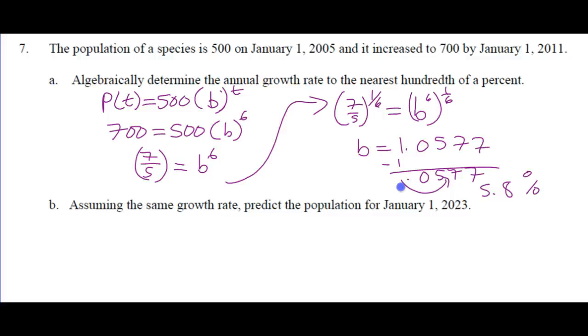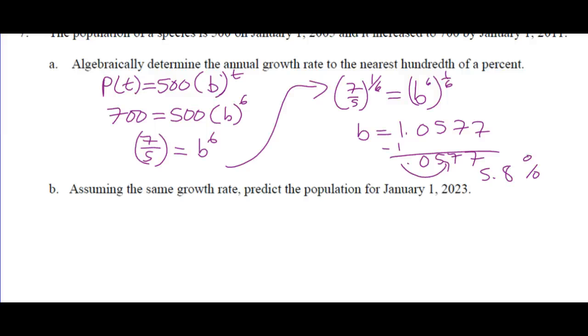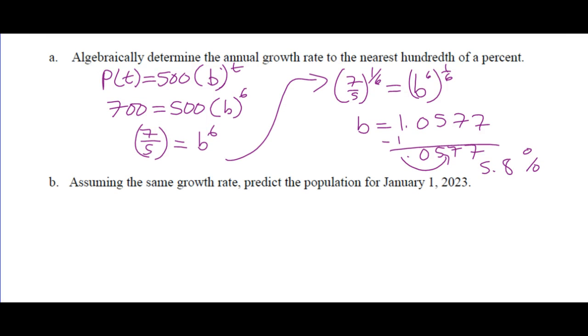If you round intermediate values in a calculation, you're going to be off, and if it's a numeric response, it's just going to be wrong. There's no, oh, but I was close. Okay? So b is 1.0577, growth, subtract 1, convert to a percent, 5.8%. And sorry, I wanted the nearest hundredth of a percent, so it's 5.77%. That's why you have to carry enough decimals to get that out.